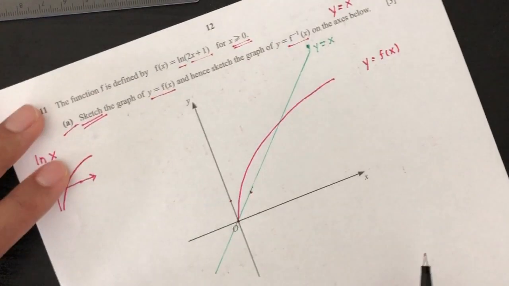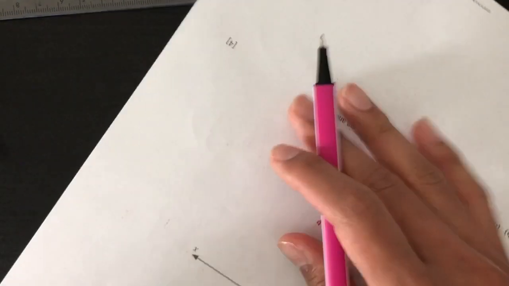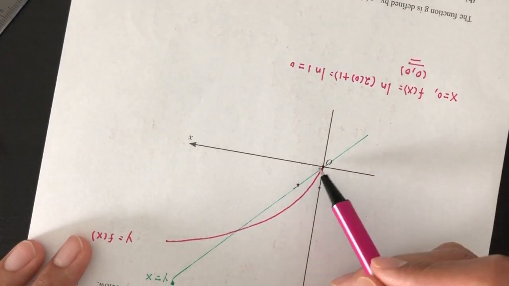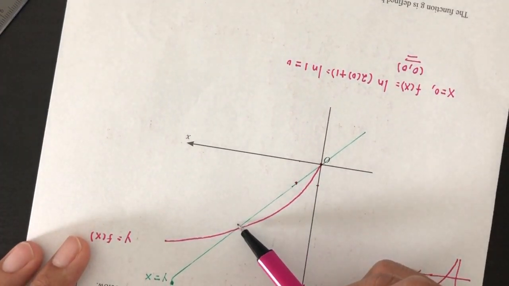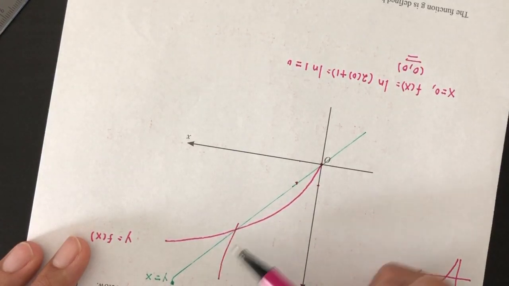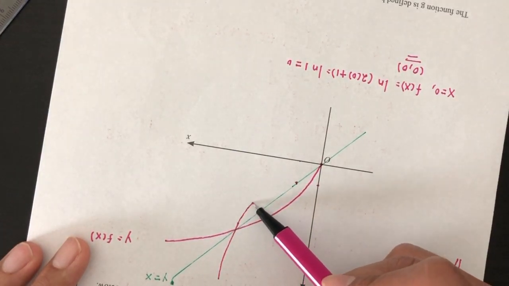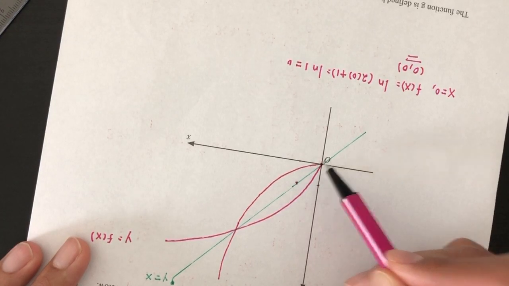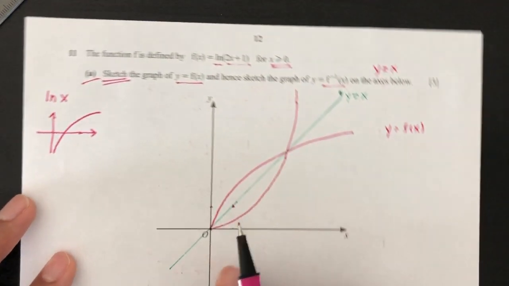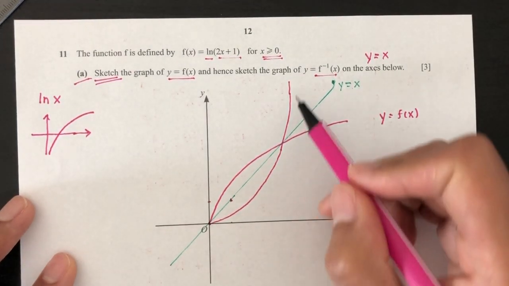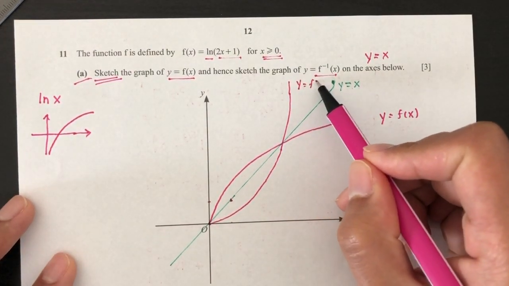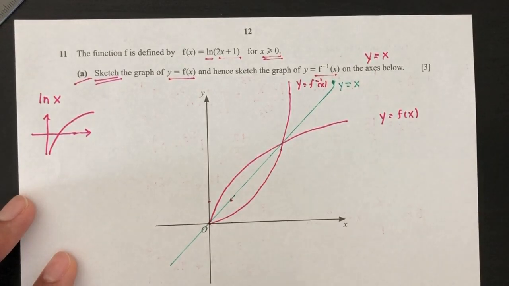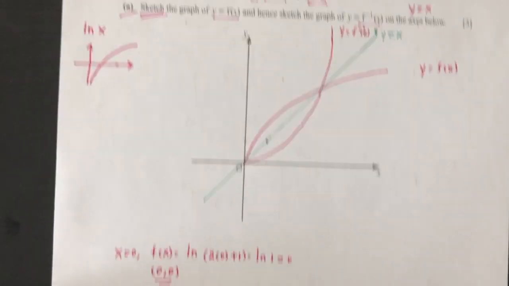So let me try to do it this way. Hopefully I can make it smooth as well. It's only a sketch, so it doesn't need to be exact, but you get the idea. It needs to be a reflection in this line. This will be your y equal to f inverse of x. And this is your question for part 1.